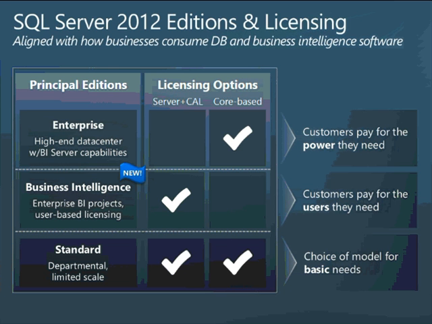Now, both of those models have been around for some time, as I mentioned, but what you'll notice here is that Enterprise Edition is no longer available from Microsoft in the Server plus CAL model. If you need Enterprise Edition features, you will be purchasing any new servers based on the hardware, in this case cores, that are on the server itself. The Business Intelligence Edition is only available in the server client access mode, and Standard Edition continues to be available in both models, server and CAL, and hardware-based or core-based in this version of SQL Server.